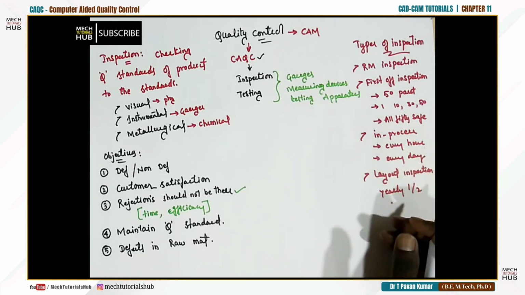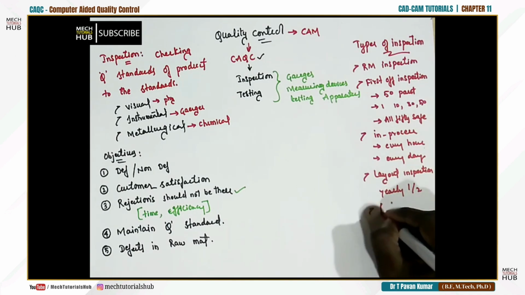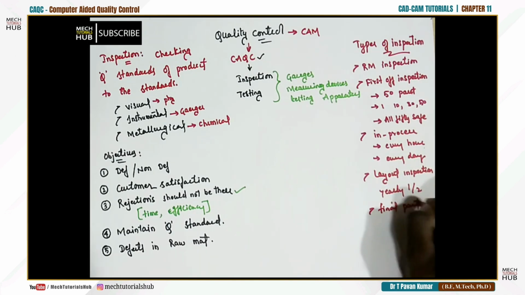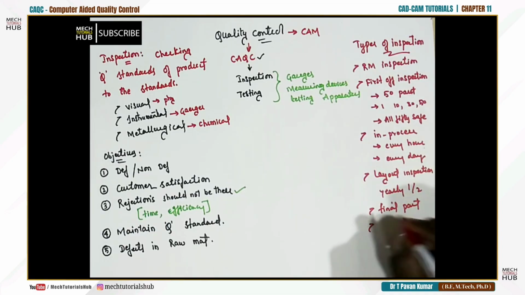And you have something like final product inspection. Final part inspection, or else you can call it after-assembly inspection. Many other working conditions of that particular part can also be inspected. These are all the different ways that we need to keep in mind. Other than this, it is all about inspection and testing.